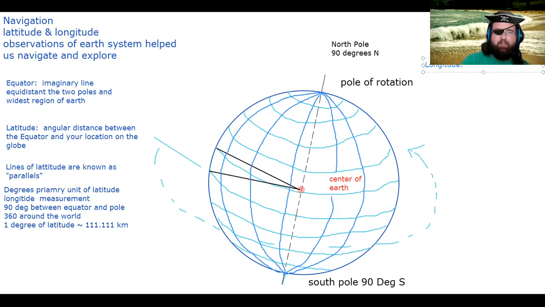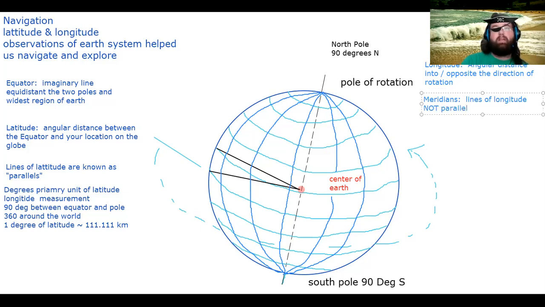So we define longitude as angular distance opposite the direction of rotation. And lines of longitude are called meridians. And they are generally not parallel, not parallel like your lines of latitude. In fact, if you wanted to measure distance longitudinally, it's going to be a little bit more complex.